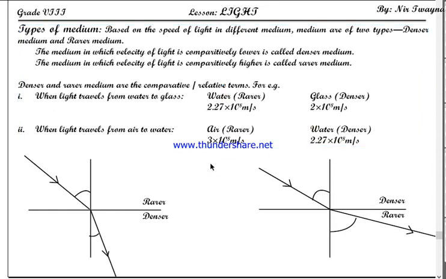So if you are asked to give an example of rarer medium or denser medium, you cannot say that water is rarer medium. You cannot give an example like that. When you need to give example, you must give example of both rarer and denser medium, because it is only a comparative term. If you take water alone, then you cannot tell whether water is rarer medium or denser medium. If you take air alone, then also you cannot say whether air is rarer or denser medium, because it depends on what you are comparing with.